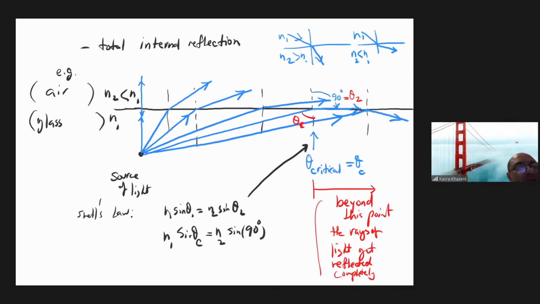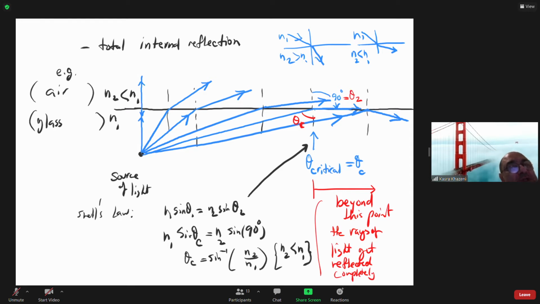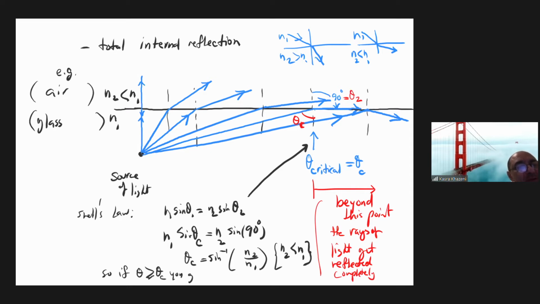And so what you get is theta critical becomes sine inverse of N2 over N1. Now, this is N2 being less than N1, by the way. We already know that. Okay, so this is your critical angle beyond which, if theta is larger than the critical angle or equal to it, you get total internal reflection.